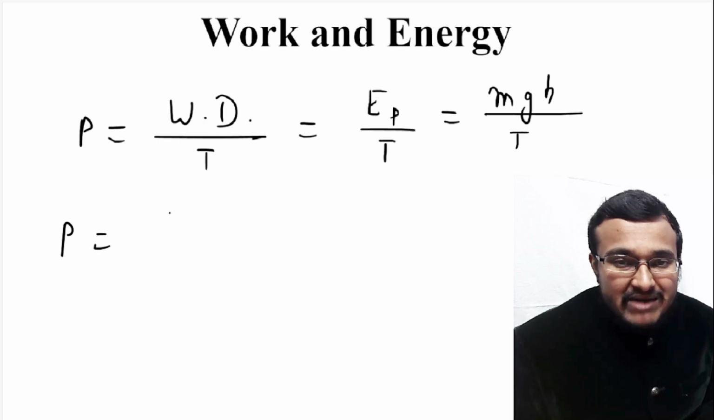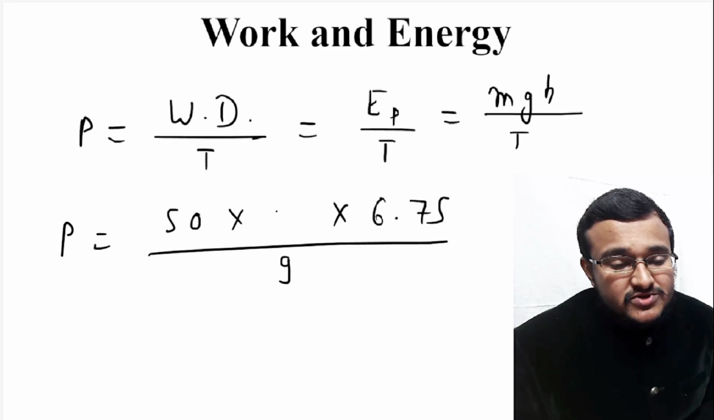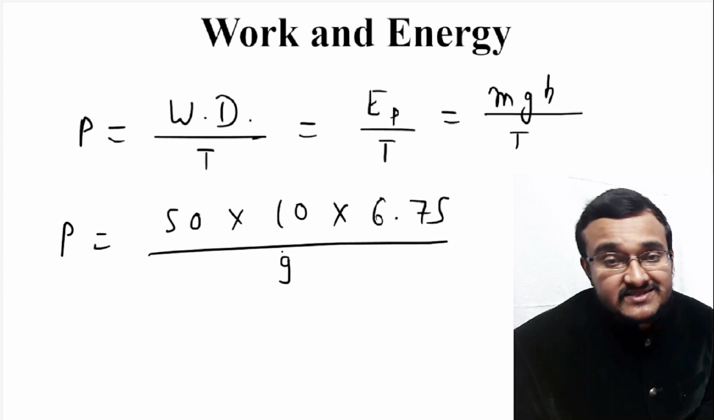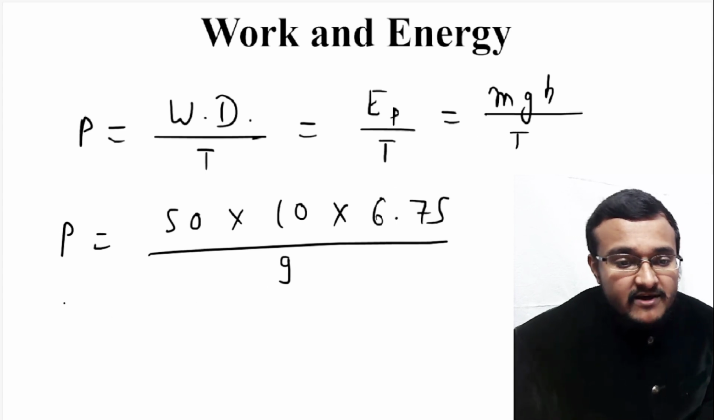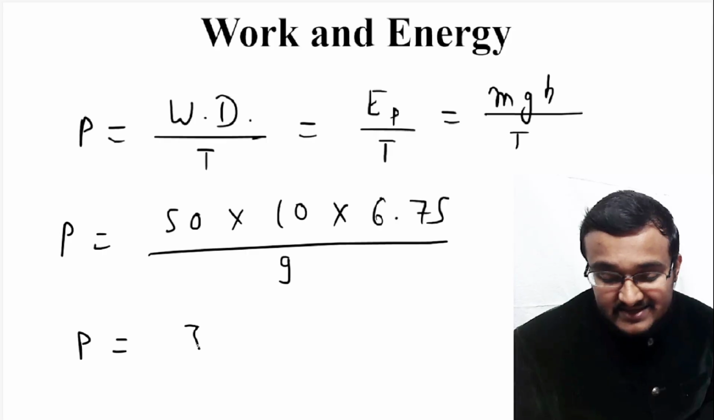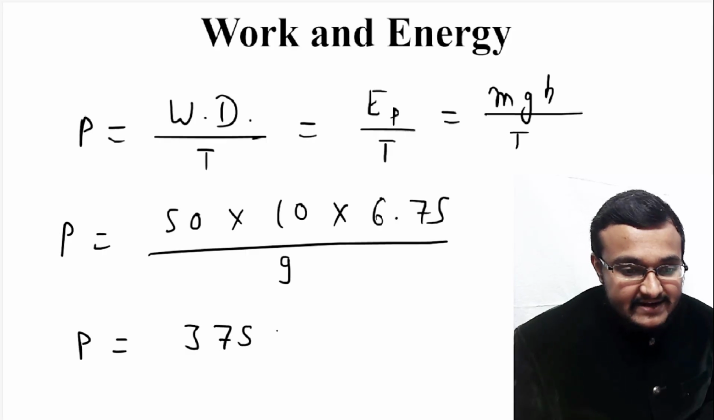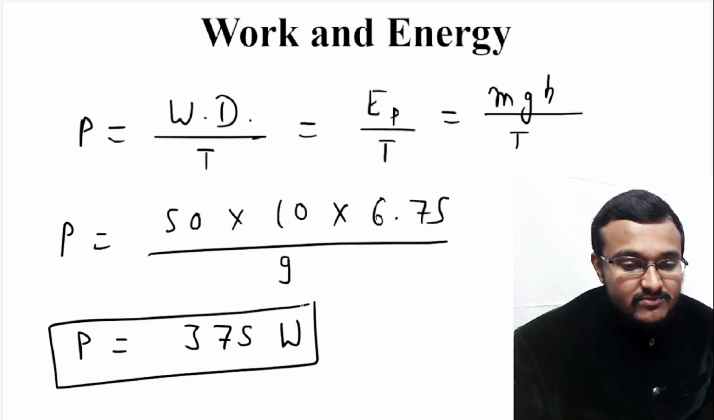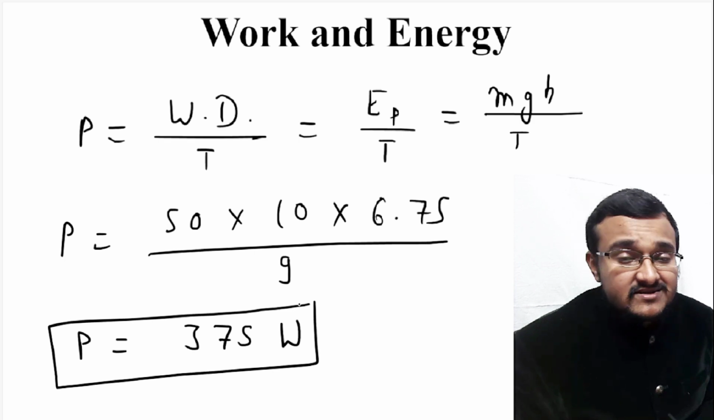So P is equal to mass of the boy, 50 kg. Now we can substitute the values. Acceleration due to gravity is 10. So 50 into 10 into 6.75, that is the height, divided by 9, the time, 9 seconds. When you calculate 50 into 10 into 6.75 divided by 9, you get 375 watt, because the SI unit of power is watt, so I take capital W. So 375 watt is the power expended by this boy.